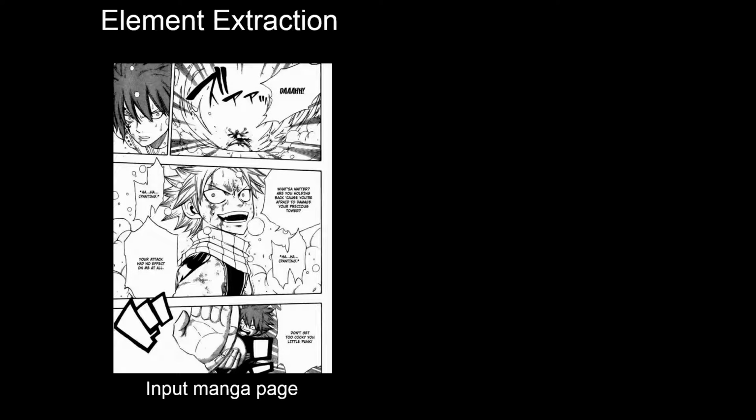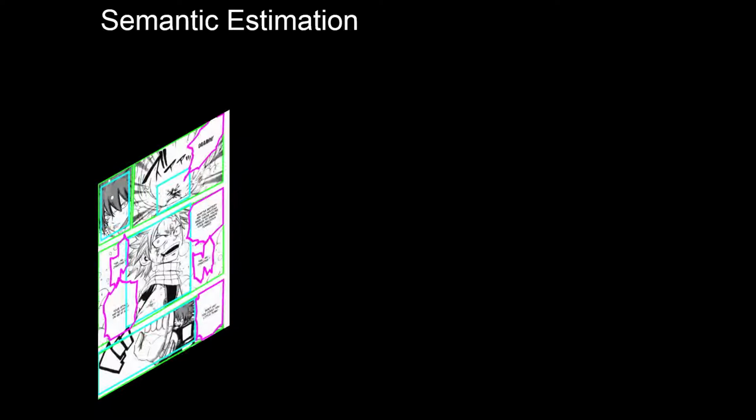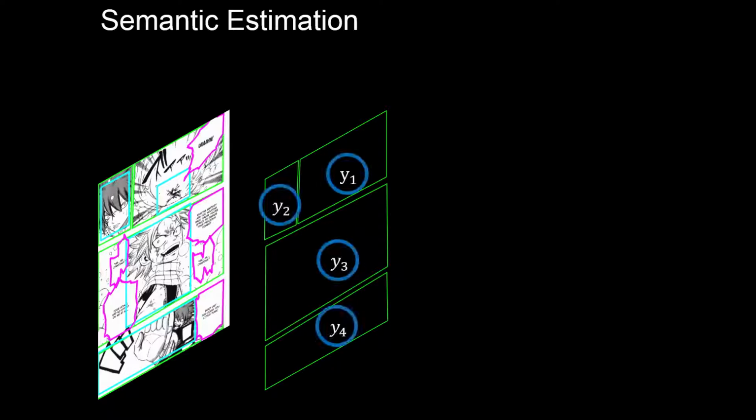Given a manga page, our approach begins by automatically extracting panels, comic characters and their balloons. We next estimate the motion and emotion states for each panel. We build a chain-structured graphical model on the page, where each node represents semantic states to be estimated.